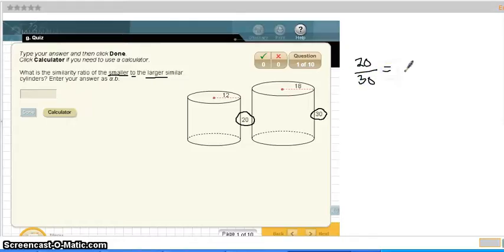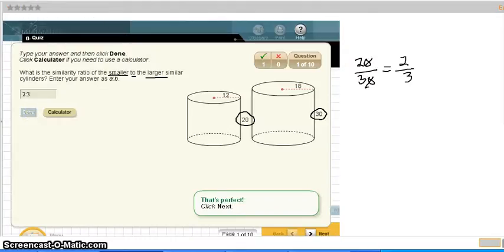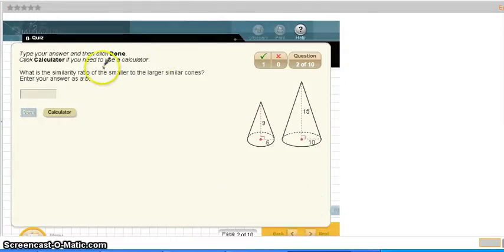You always want to reduce your fractions, so you can reduce each of these by 10. It would be 2 to 3. When you go to put it into the answer box here, they want A colon B, so 2 colon 3, and hit done. Okay, this is the same type of question.